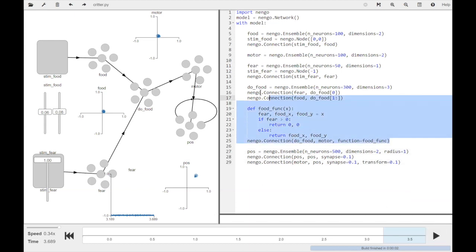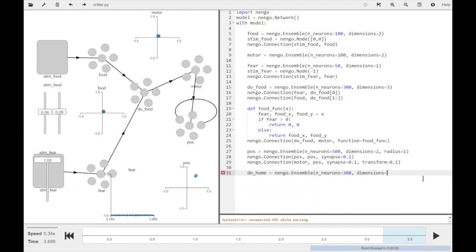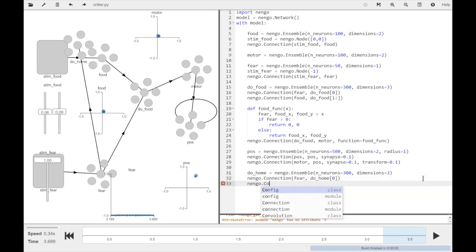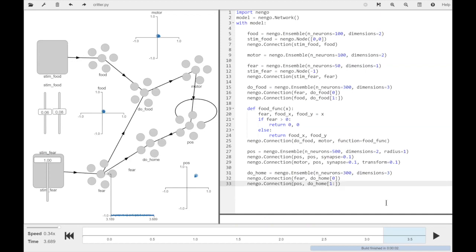Well, that's pretty similar to what we did here. So we're going to do a similar trick. I'm going to have this home thing. Again, it's going to be 3 dimensions. One dimension is whether or not I'm afraid, and instead of being based on the food, the other 2 things I've got to take into account now is, what's my position? Fine, so we fed both of the pieces of information we need into this do home group of neurons.